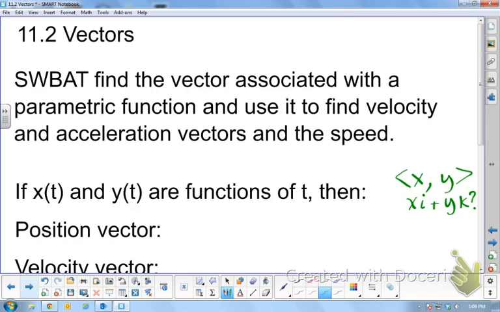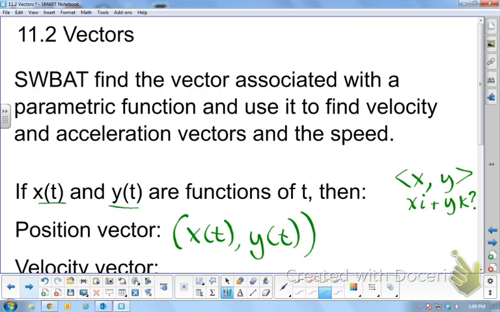Because all a vector is, is going from the origin to a particular point, but instead of having y in terms of x, it's x in terms of t and y in terms of t. So the position vector would be the functions you're given as a point, x of t comma y of t. That is considered the position vector for the parametric function x of t equal to whatever x of t equals, y of t equal to whatever y of t equals.